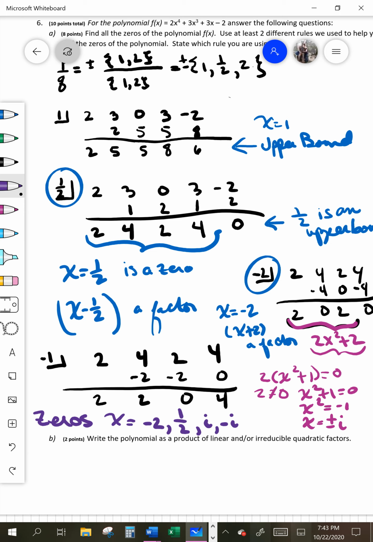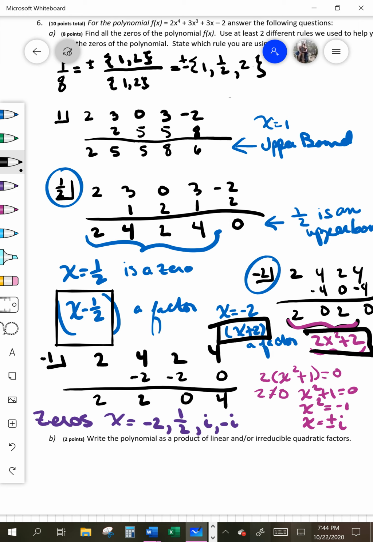So now we want to rewrite f of x as a product of linear and/or quadratic factors, where the quadratic factors are irreducible. We already listed a couple of our factors: x minus 1/2 was one, x plus 2 was one, and then we found this 2 times the 2x squared plus 2 was one. Or we could factor and pull that 2 out.